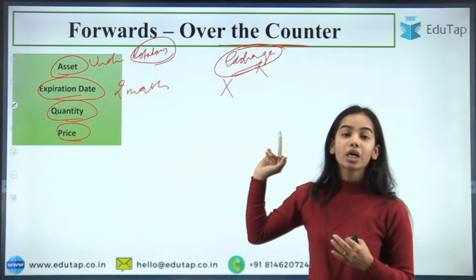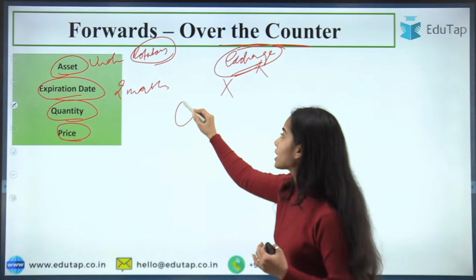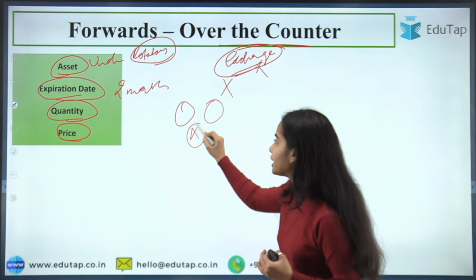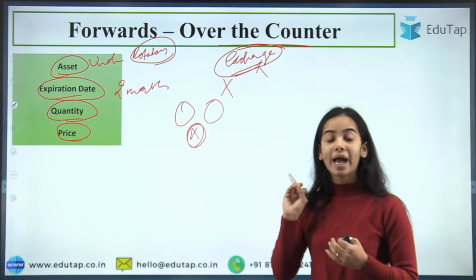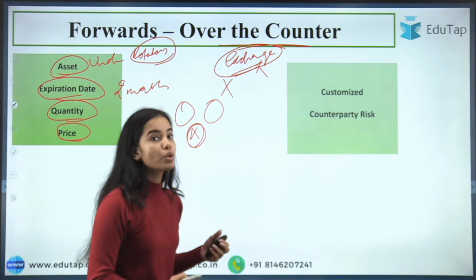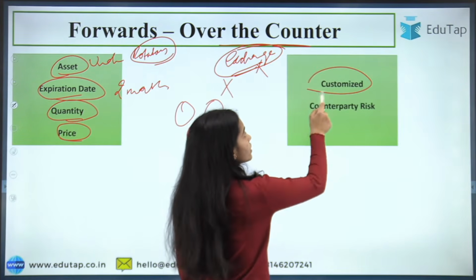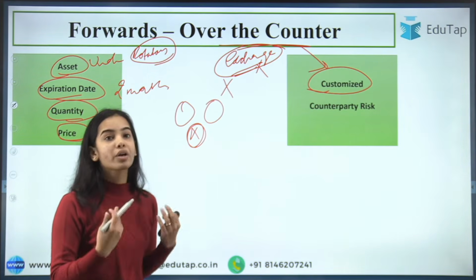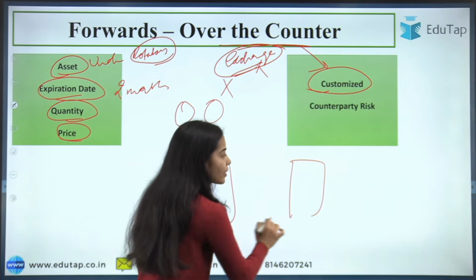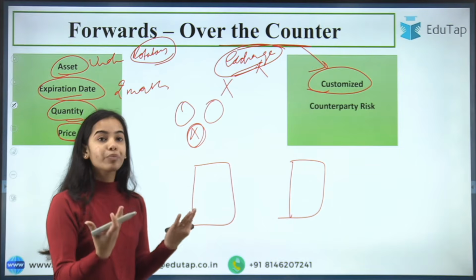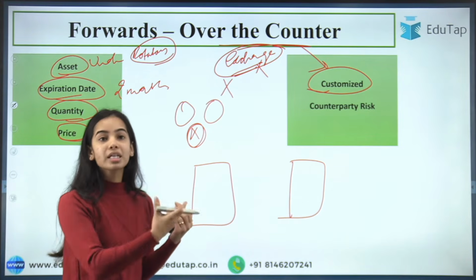Here, over the counter means only the two parties are involved, and there is no intermediary, no authority looking after the two parties and the contract. So there is a customized contract, because the contract is directly between the two parties, and customized means they are agreeing with the facts of each other.